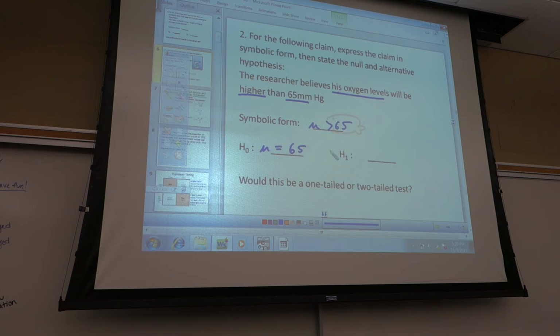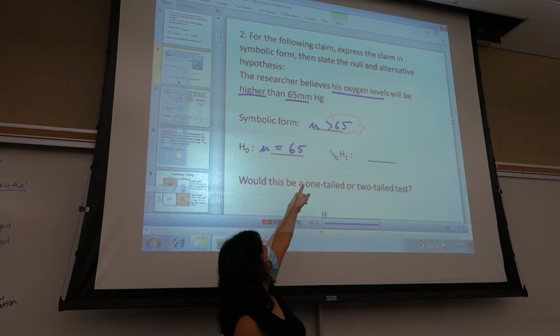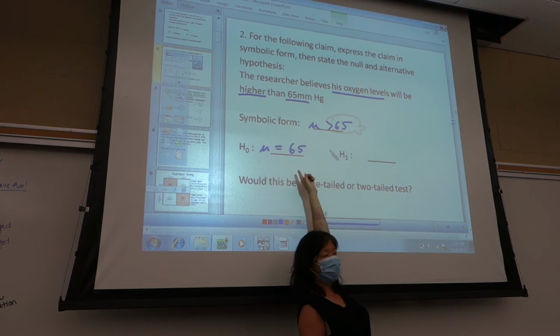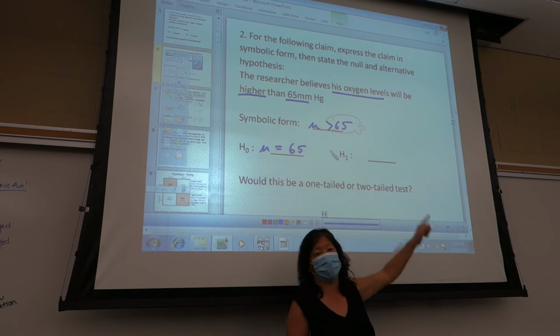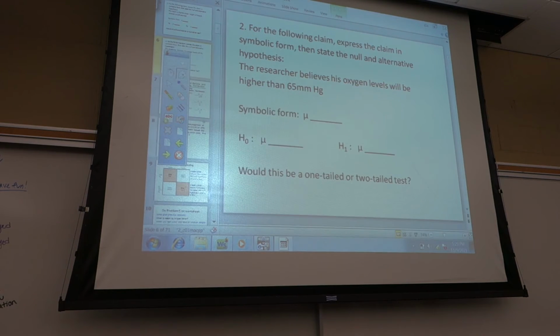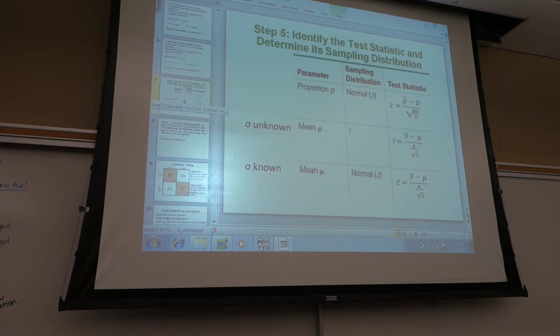Is my claim the same as H naught? No. My claim is greater than. This is equal. So that means that H1 has to become my claim, because one of them has to be my claim. If my claim is not the equals one, then I have to make H1 my claim. So my H1 is mu greater than 65. Good? Is this one-tailed or two-tailed? One-tailed. Greater than is just right-tailed.